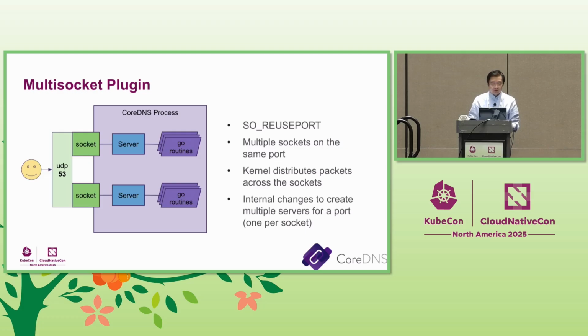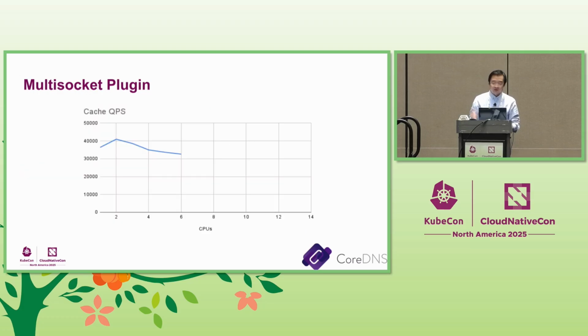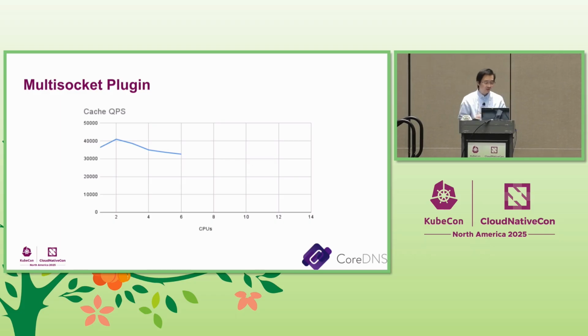This turns out to be a significant change and has been one of the biggest advancements for the past year. So I'm going to show some of the numbers here. This is the initial performance without the multi-socket plugin. As you can see, it's saturated around 40,000 QPS. No matter how you spin up more CPUs, it just saturates around there. In fact, if you add more CPUs, it's actually going to get worse because different Go routines may compete with each other. You have context switches back and forth. That may make things even worse.